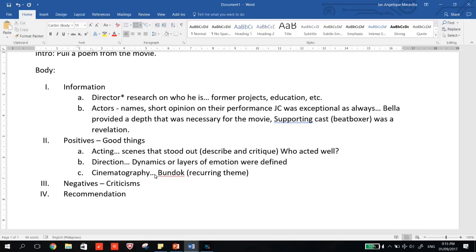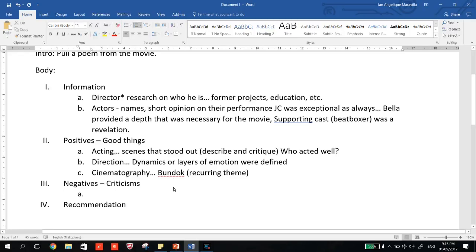Yung fact na umuulan nung huling eksena, which added to the drama of the entire scene, entire movie, yung mga ganon. Okay? So again, marami kang masasabi about it. Criticisms, ano yung mga hindi mo nagustuhan? Sabi natin yung stutter ni JC was inconsistent, which was true, okay? At least from my opinion. Minsan nagsistutter siya, minsan hindi.